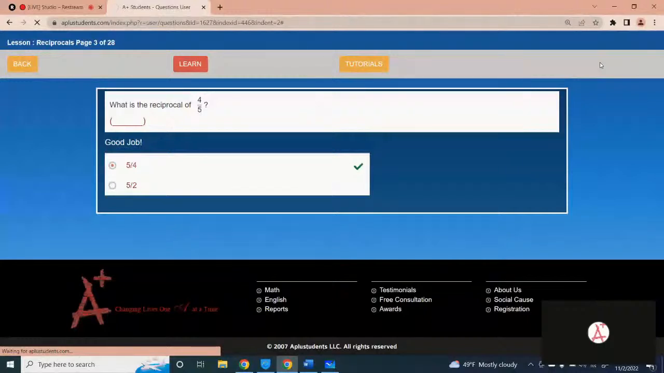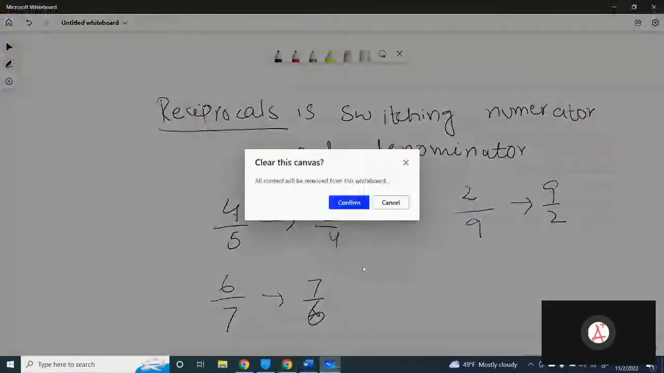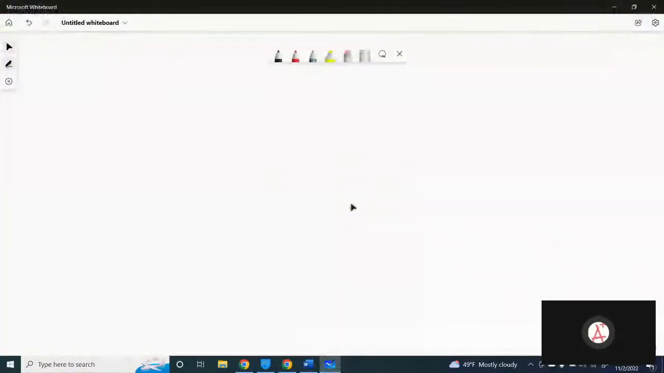Okay, the next one is: what is the reciprocal of 5/9? So the correct option is 9/5. Got it?